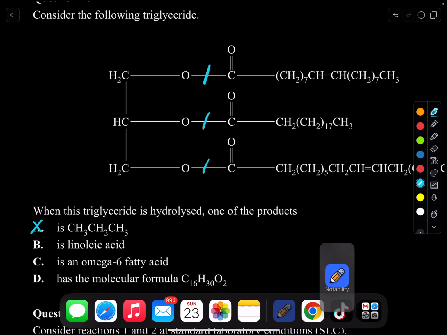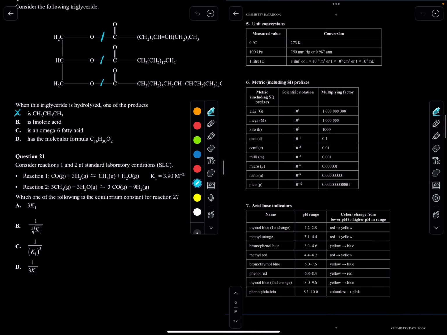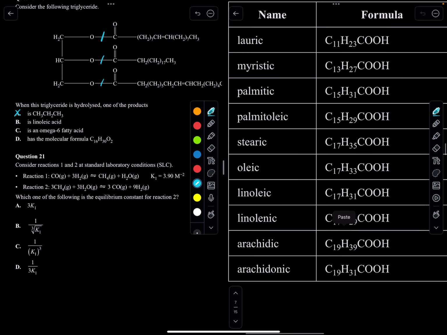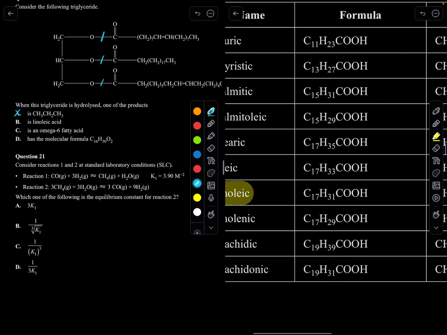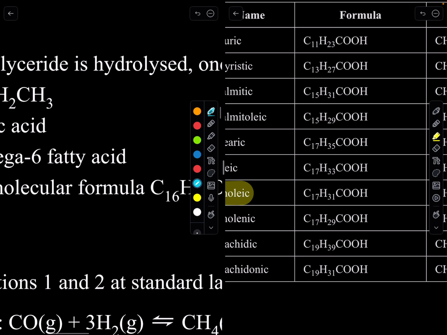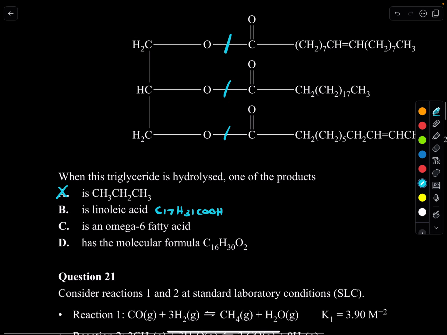Let's write linoleic acid and find what it is. Linoleic acid. In our data book, there it is. So it's this one here. Let's write its actual formula, I think that's going to really help us. So it's C17H31COOH. Done. That should give us a hint of what it could be.